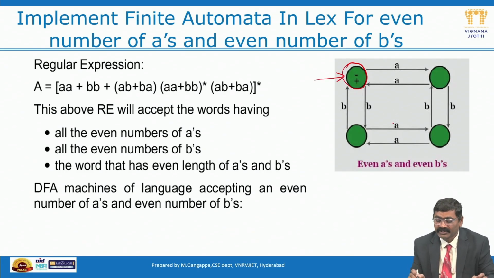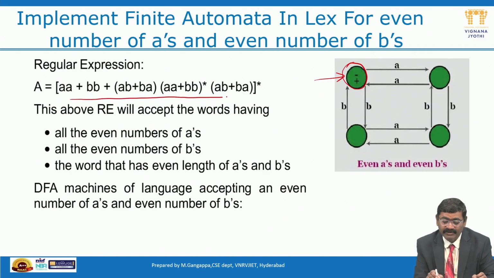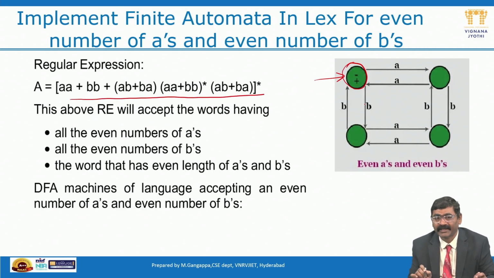From this diagram, first we should convert the diagram into a regular expression. When we solve this diagram by using some rules, we get an equation, that is, the regular expression. This is the corresponding regular expression for this diagram, right? What this tells us is that the above regular expression will accept the words having all even numbers of A's and all even numbers of B's, that is, words containing an even number of A's and also B's. Right, so now we are going to implement this.